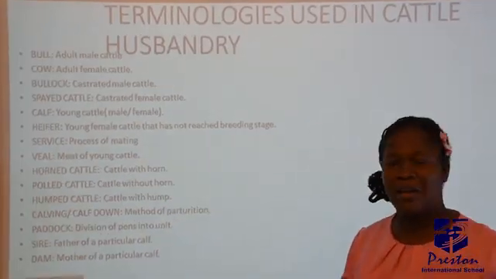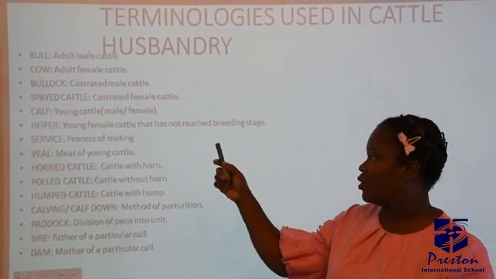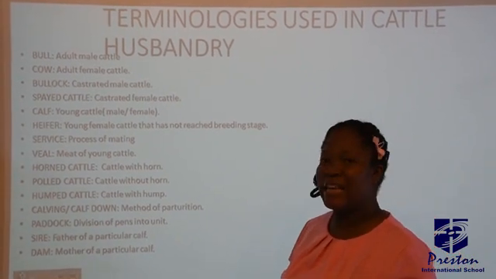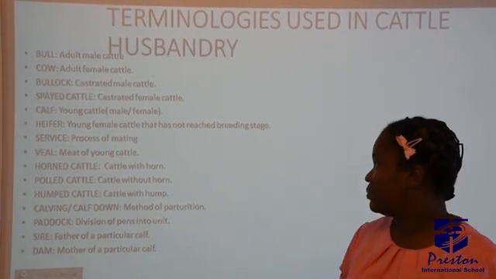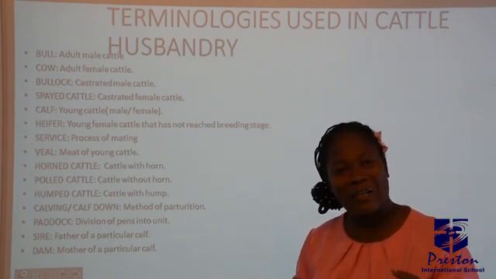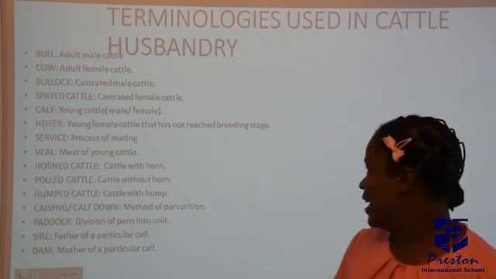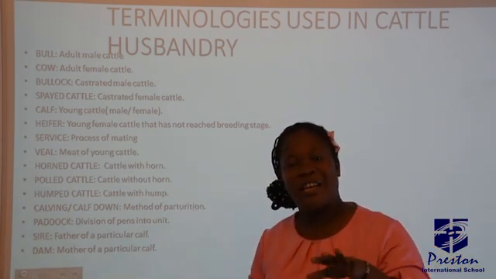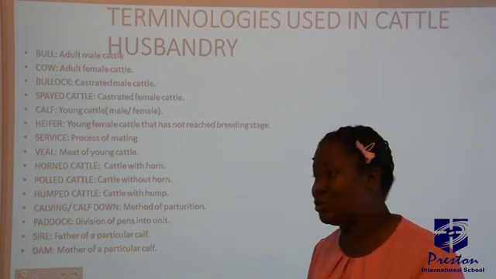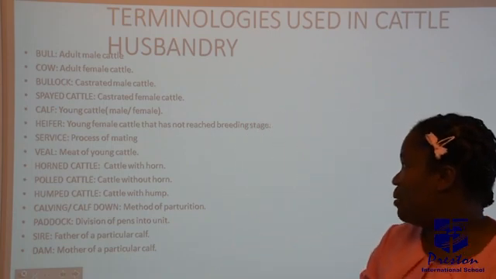Now, what is a bull? A bull is adult male cattle. Cow, adult female cattle. Bullock, castrated male cattle. Spayed cattle, that is castrated female cattle. Here you have to remove the ovaries of the female cattle. Now calf, the calf is the young cattle, either male or female. As long as they are young, we call them calves.